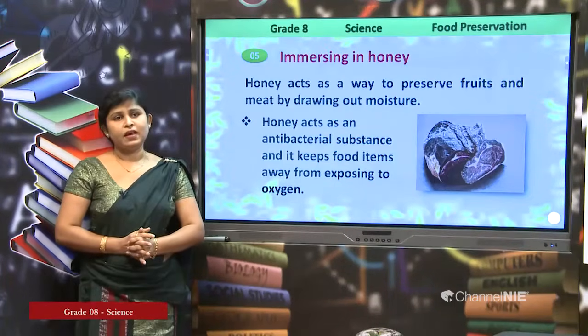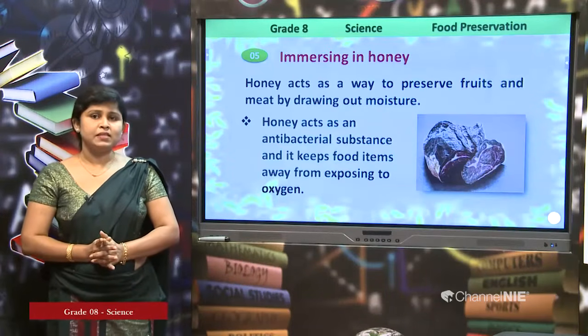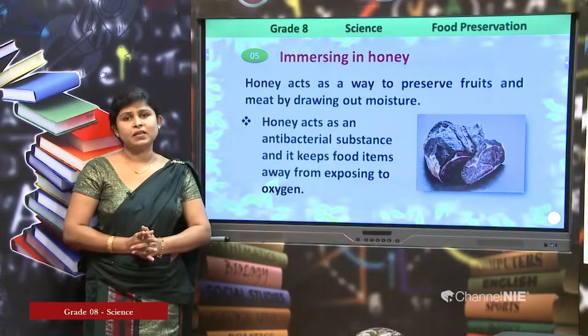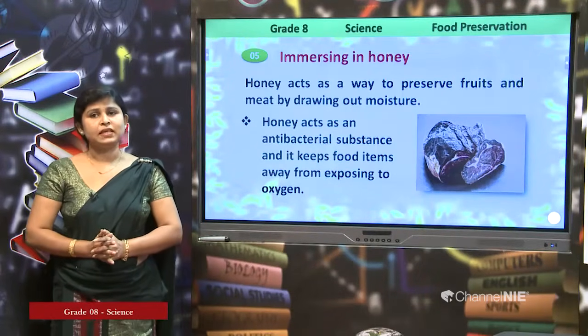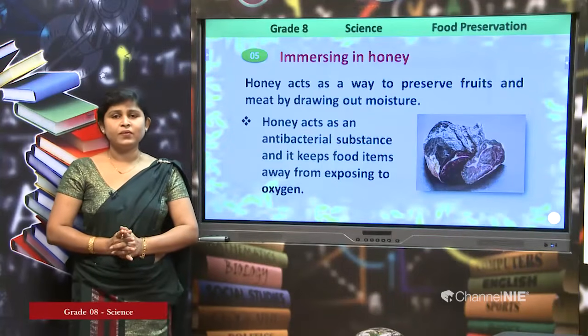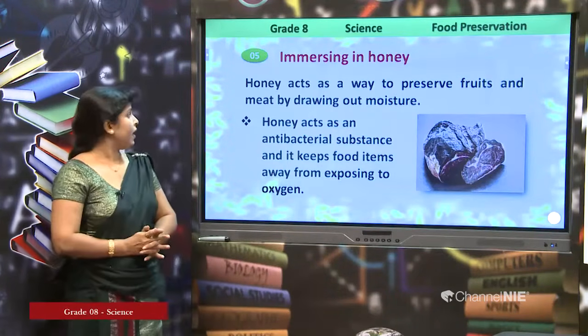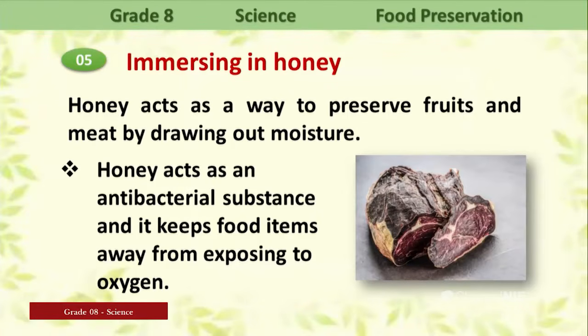Immersing in honey. I told you earlier, this is a method used even in the past. Food items like meat and fruits are immersed in honey. Honey is a concentrated solution. Honey acts as a way to preserve fruits and meat by drawing out moisture. Honey can draw out the moisture from the food. Honey acts as an antibacterial substance and it keeps food items away from exposure to oxygen.